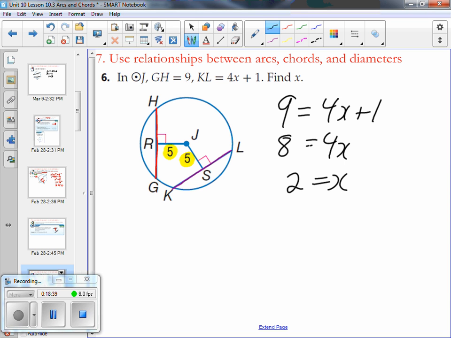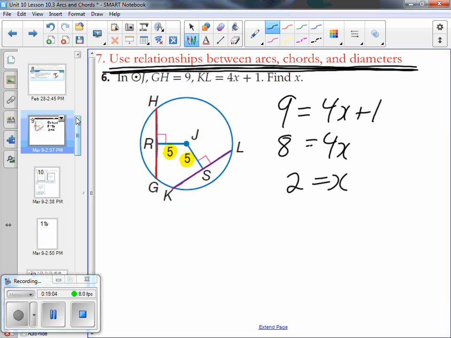Any questions? All right, so pause for a moment. Look at the learning target. Do you have any questions about the relationships between arcs, chords, and diameters? All right. Now, there's one other thing I want you to be able to do. This is not a learning target because it's not from a standard, but this is just kind of neat.